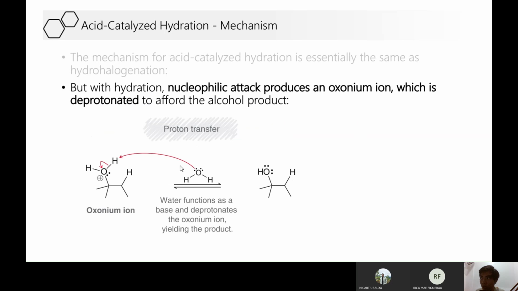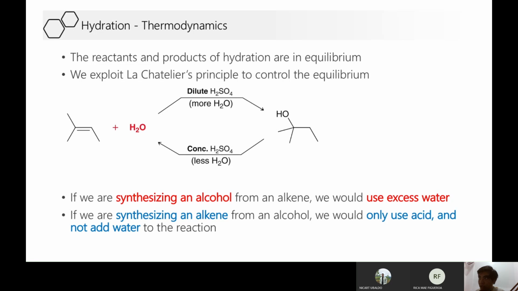Then finally, in order to regain our catalyst, the H3O+ or the protonated solvent, another water molecule will abstract the excess hydrogen from our oxonium ion, the hydrogen bonded with oxygen. So it will pull away one hydrogen there, and that becomes just OH. Okay? So, depending on the conditions of your experiment, you can either have an addition reaction or elimination reaction.